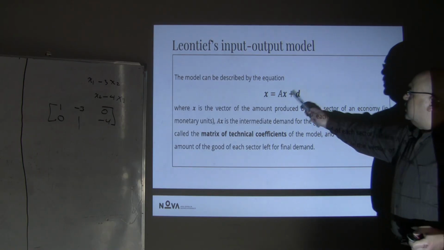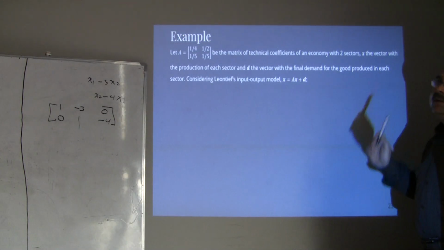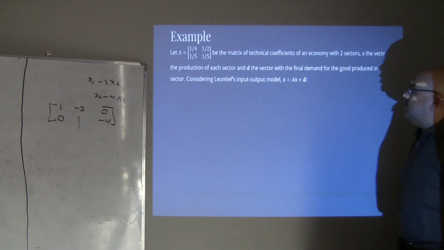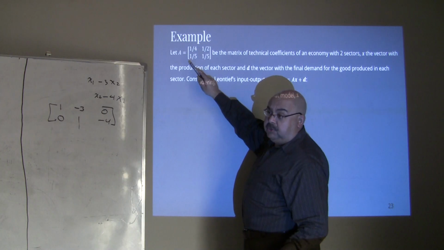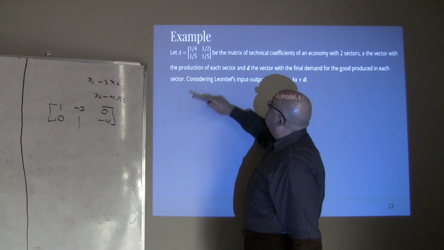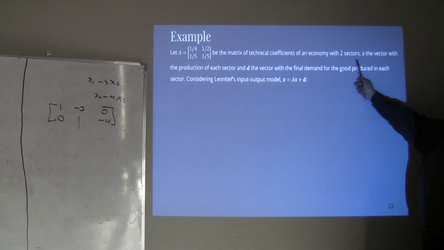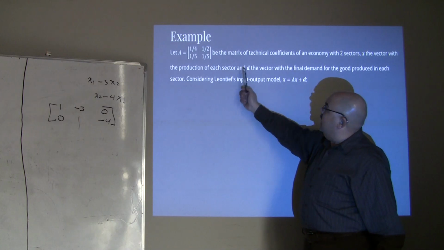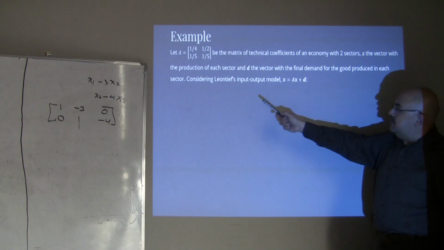Now I know the model. X is the production, AX is the intermediate, and D is the final demand. For our example, just to refresh it quickly, we will let A be the technological matrix. Remark that the elements here are all positive; you will find non-negative elements. And it tells you the matrix of technical coefficients of an economy with how many sectors? 2 sectors, only 2 sectors. X is the vector with the production of each sector, and D is the vector with the final demand for the goods produced in each sector.